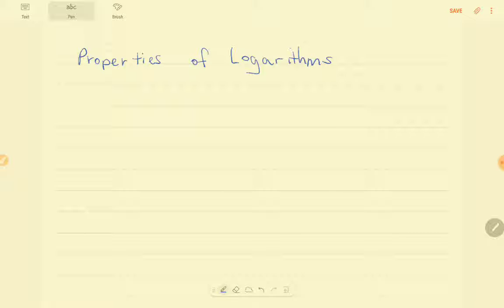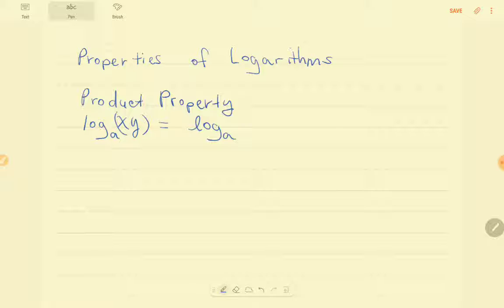So we've got a toolbox of properties that apply for logarithms, and one of them, the first one, is the product property. And it is that if you have a log of some kind of base, and the argument is a product, you can rewrite that as the sum of two separate logarithms, one for each factor.